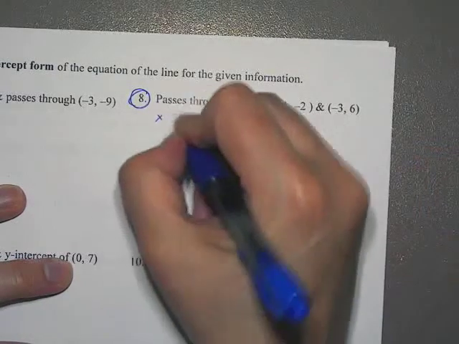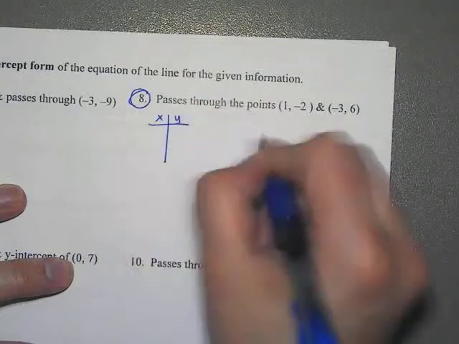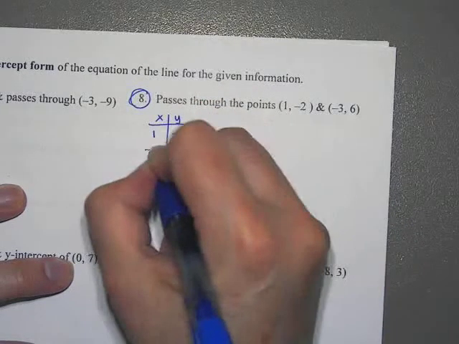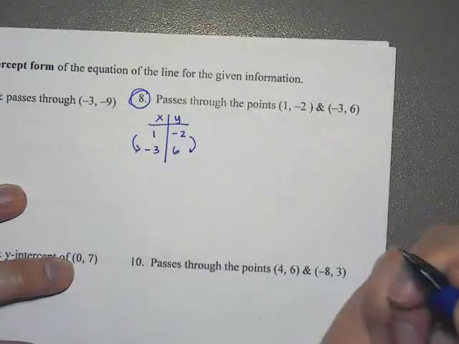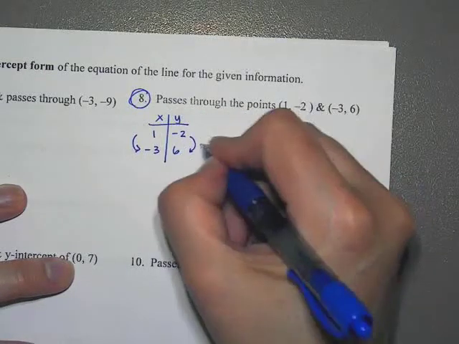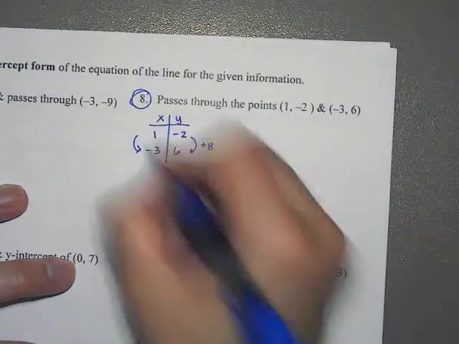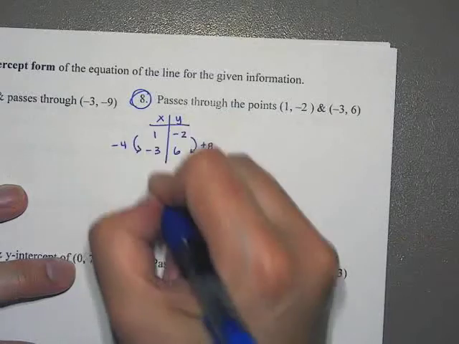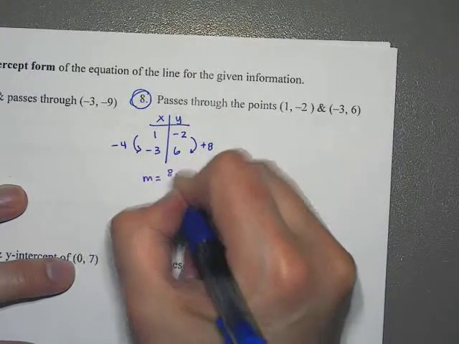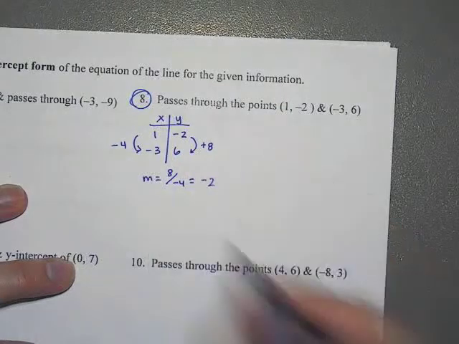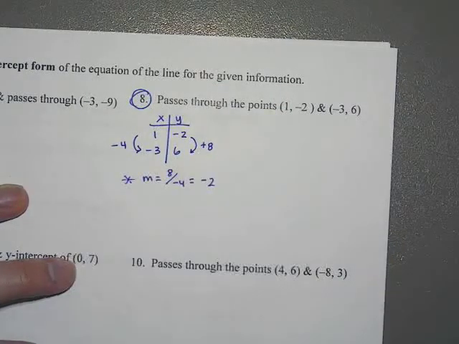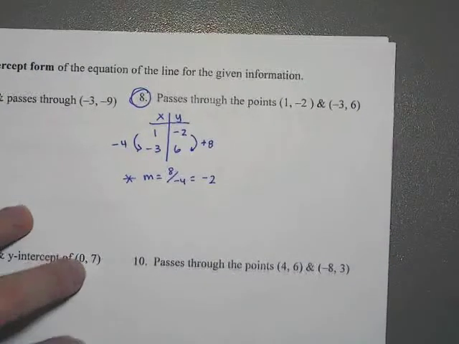So I'm going to have my xy table to find my slope: (1, -2), (-3, 6). Change in y over change in x. So -2 to 6 is +8, 1 to -3 is -4, so my slope is 8 divided by -4, which if I type in a calculator is -2. Okay, so I know my slope. I'm going to use that later when I'm writing my equation of the line.